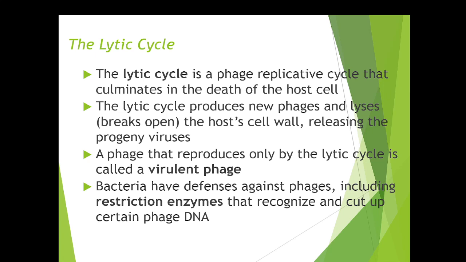A phage that reproduces only by the lytic cycle is typically called a virulent phage. It's never going to be dormant. It's always causing an infection. Bacteria have actually cooked up defenses for this called restriction enzymes. And we'll continue talking about some of our uses for restriction enzymes in the biotech unit. But restriction enzymes basically recognize and cut up DNA. So you can see the defense system here. These bacteriophages get their genetic material inside of the bacteria, but the bacteria has an enzyme there that's recognizing it and chopping it up to stop it.